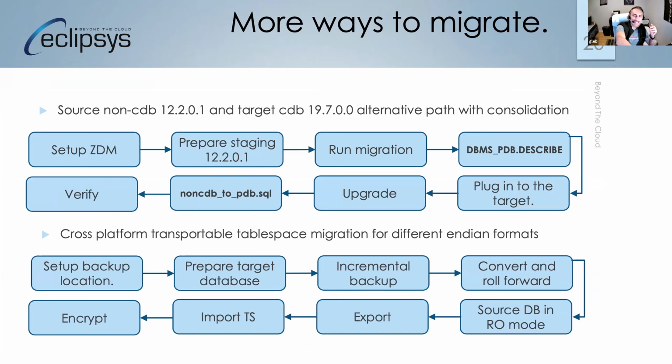You prepare a staging database with the same version, and run the migration using ZDM or Data Guard. It is up to you. Yeah, I would use ZDM. Then you unplug that database using the DBMS_PDB.DESCRIBE package procedure to an XML file, and then plug it into the destination container database. Then you run the upgrade for that plugged PDB, and run noncdb_to_pdb.sql inside that PDB. And as a result, you are getting a PDB inside your environment.